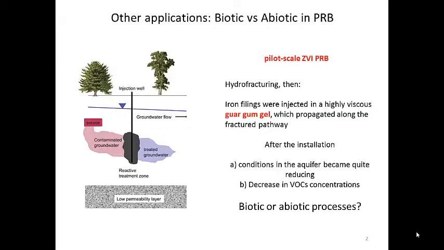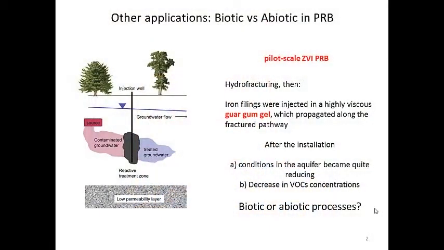The first one is an example of an application of a permeable reactive barrier where zero valent iron was injected into a guar gum gel. After the application, the decrease in the concentration was difficult to evaluate based on biotic or abiotic processes. The abiotic processes were expected, but at the same time, because of this gel that was injected, the consultant and the client couldn't really understand which process was responsible for the degradation at the site.